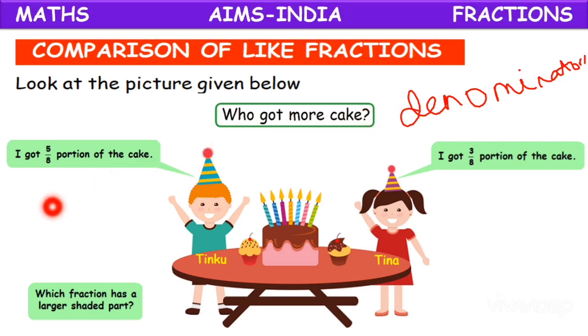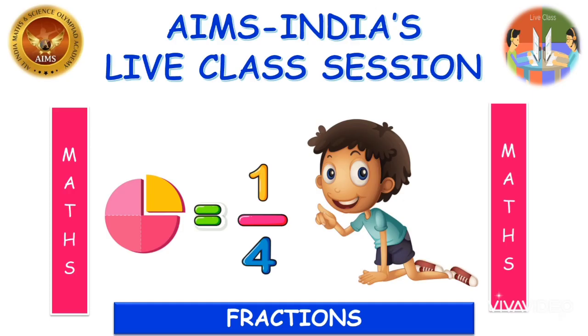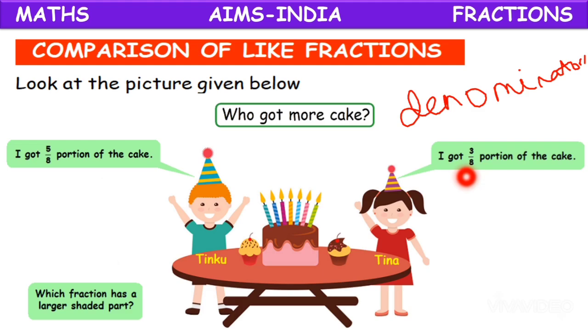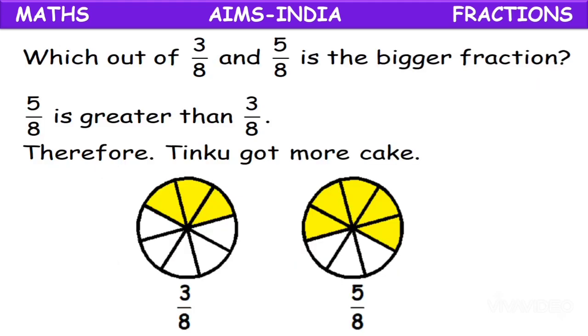Who got more cake? Now this boy Tinku is saying that I got 5 by 8 portion of the cake, and the girl Tina is saying that I got 3 by 8 portion of the cake. Now we have to tell which fraction has a larger shaded part. From these two fractions, 5 by 8 and 3 by 8, we have to say who has got more cake. 5 by 8 is greater than 3 by 8. Therefore, Tinku got more cake.